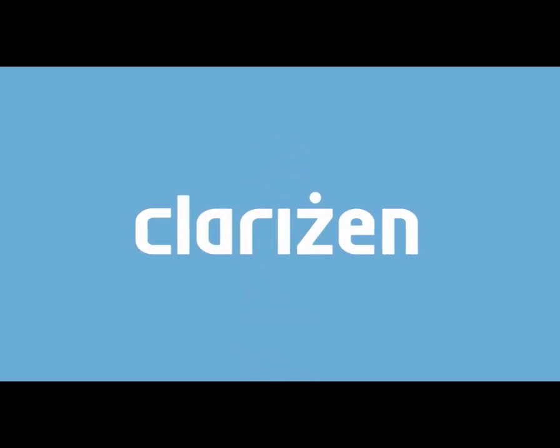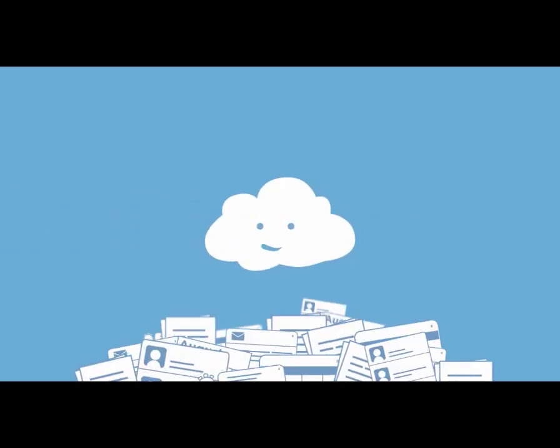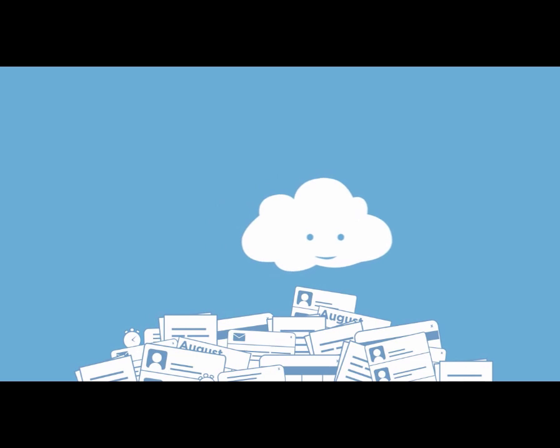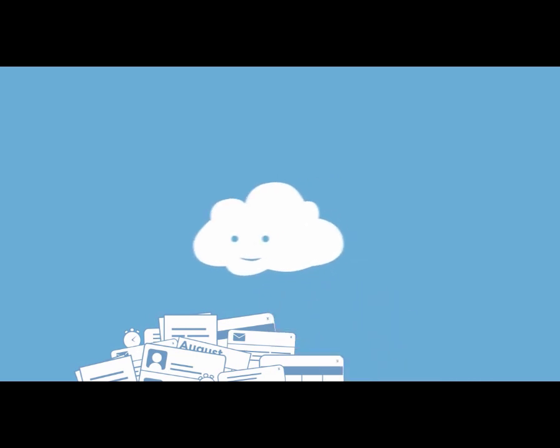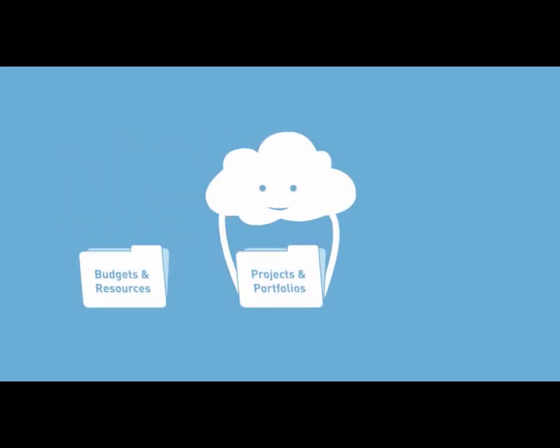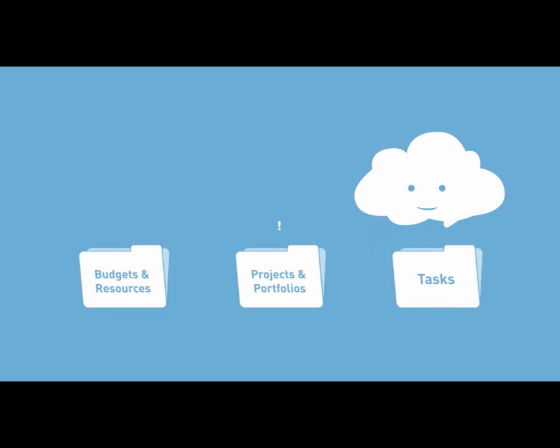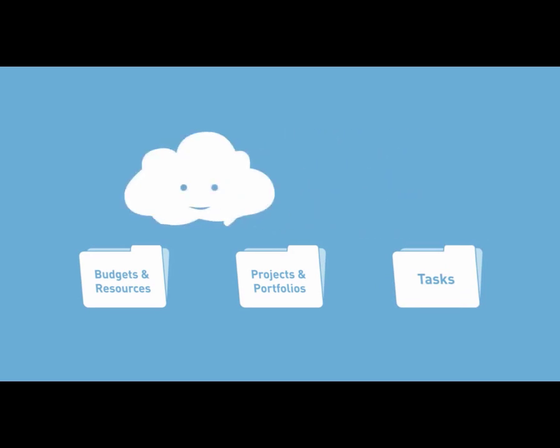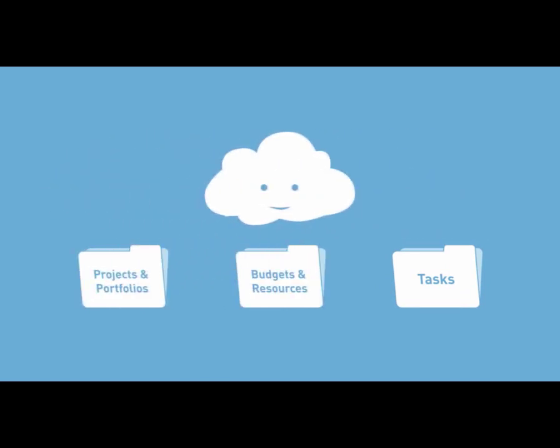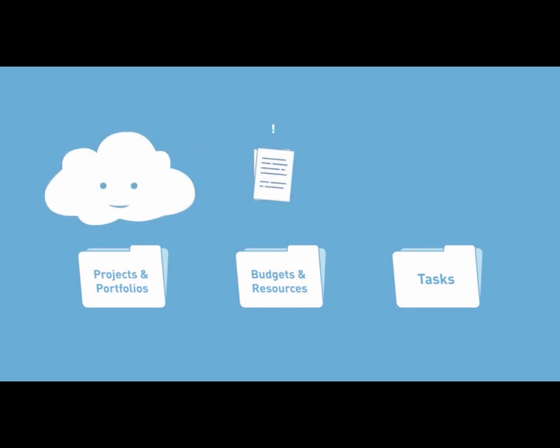Clarizen is an enterprise-class work collaboration and project management solution that's super powerful, but super easy to use. And it gives you the ability to manage initiatives, work, and projects all from one integrated cloud-based system. With Clarizen, budgets, resources, projects, portfolios, and tasks get prioritized, so the important work gets done faster. And all your critical info and resources are updated, tracked, and managed from the same centralized system.